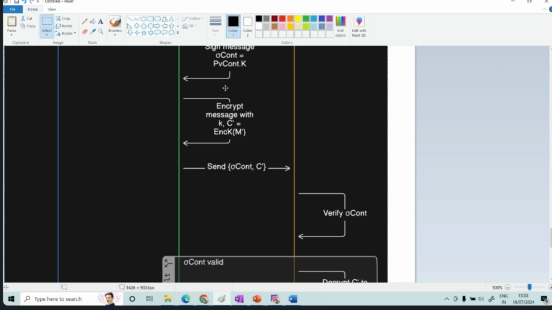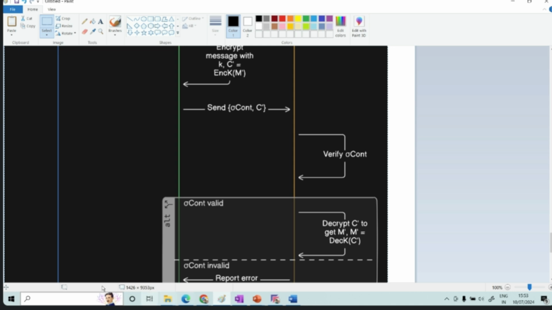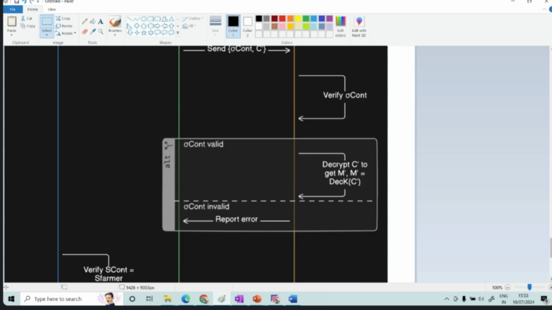How will we verify the signature of the controller? The signature will be verified by using the public key of the controller. See here, we verify the controller. If the controller is valid, then the farmer decrypts the ciphertext received from the controller and gets the data. Else we will decline. When the signature is mismatched and cannot be verified by using the public key of the controller, then it will report it as not valid.